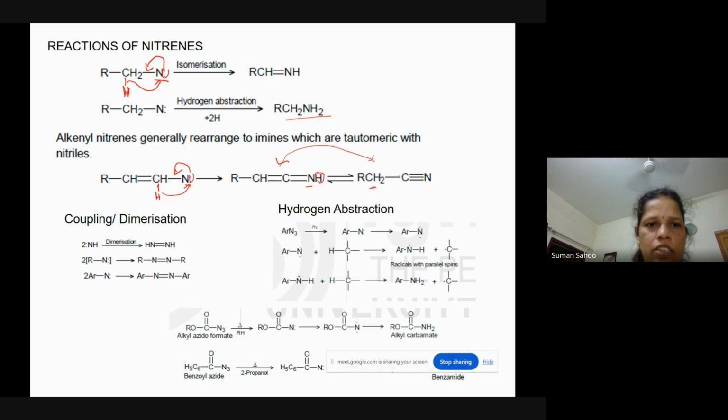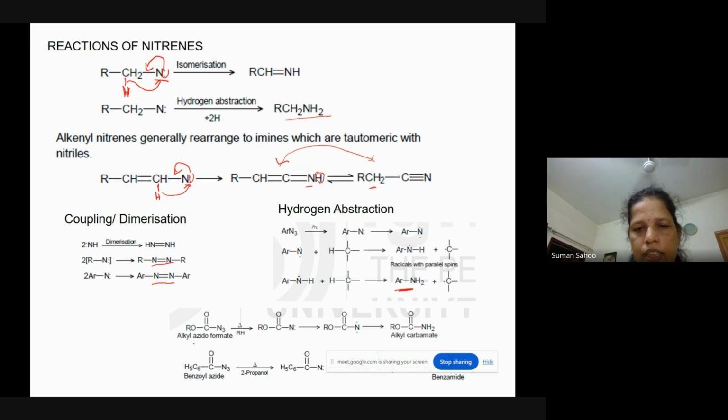Then it can undergo dimerization. Two nitrenes can dimerize with each other to give a diazo compound. Or it can do hydrogen abstraction, like in the case of your carbenes, it can abstract one hydrogen from another group to give, in this case, your primary amine.